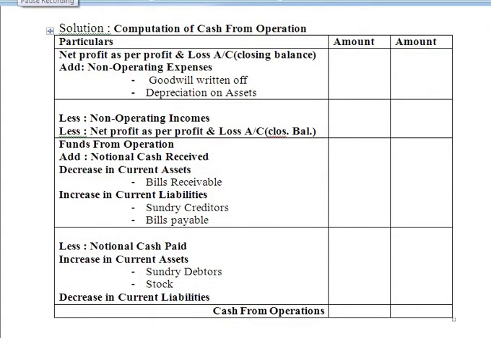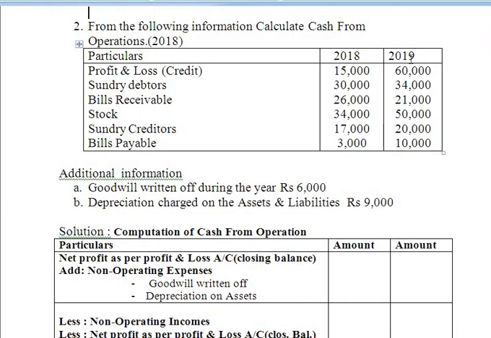Now first take net profit as per profit and loss account closing balance. What is the closing balance of profit and loss account? It is 60,000. So in the outer column take 60,000. Next, add non-operating expenses. Now check in the problem which non-operating expenses are given. In the statement there are only current assets and current liabilities, so leave that and check the additional information. First one is goodwill written off during the year, rupees 6,000. So take in the inner column goodwill written off.